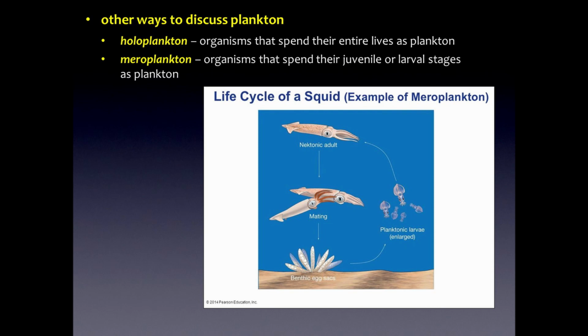Holoplankton are organisms that spend their entire lives as plankton. Meroplankton are organisms that spend their juvenile or larval stages as plankton. So for example, if we go back to the squid, in their planktonic or juvenile stage, that's how they spend their life, as plankton. And then they grow up and become a nektonic adult, something that's capable of propelling themselves under their own power through the water. So we can have holoplankton and we can also have meroplankton. Meroplankton only spend part of their life cycle as plankton.